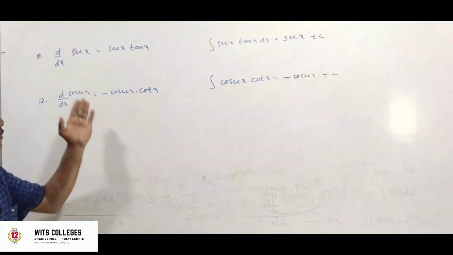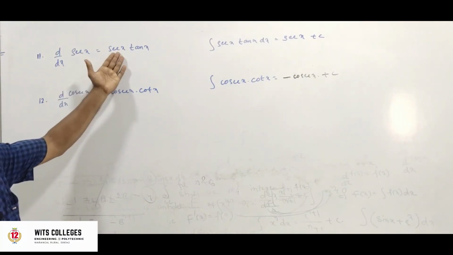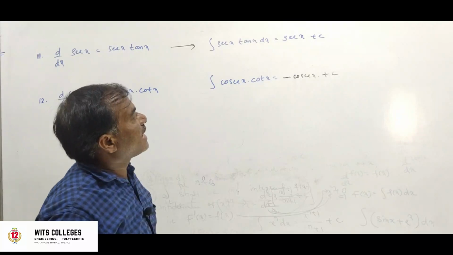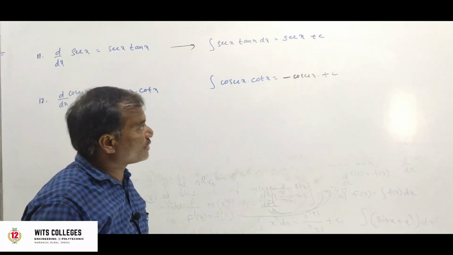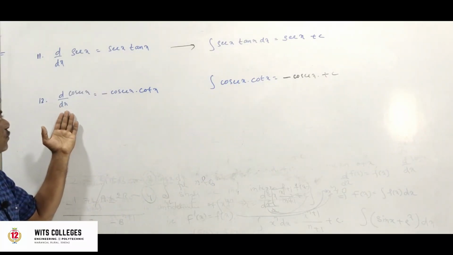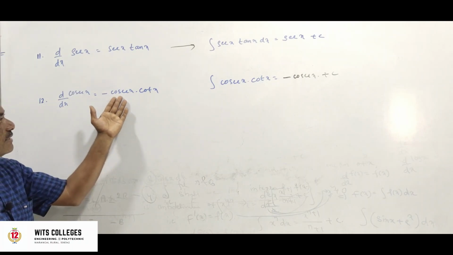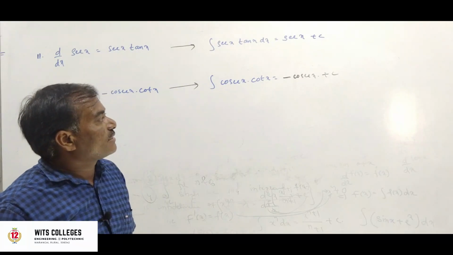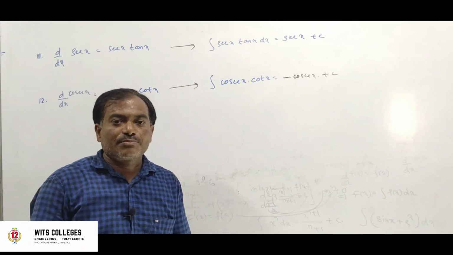And similarly the derivative of sec x equals sec x into tan x. Therefore the integral of sec x tan x dx equals sec x plus c. And finally the derivative of cosec x equals minus cosec x into cot x. Therefore the integral of cosec x cot x dx equals minus cosec x plus c.